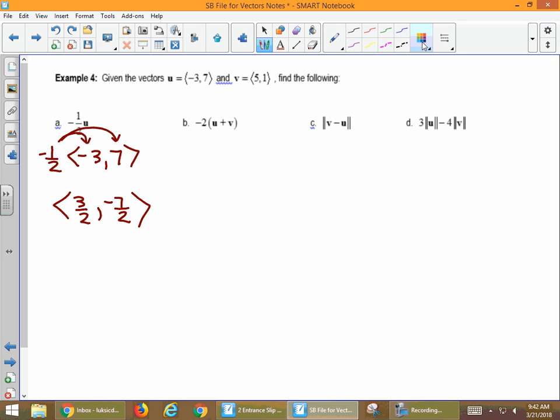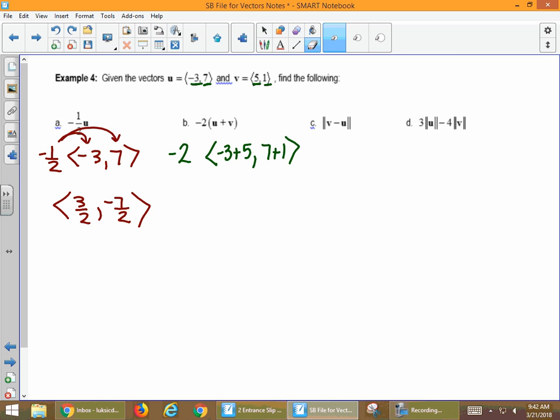-2 times u plus v, so we're going to add those vectors first. To add the vectors, we add their like components. So I'm going to do -3 plus 5. And then 7 plus 1. And I probably wouldn't write out that stuff if I was doing it. I know someone in the back was like, oh my gosh, you really have to write that? Yeah, I will. No, just do it right. -3 plus 5 is 2. 7 plus 1 is 8. And then multiply by -6.